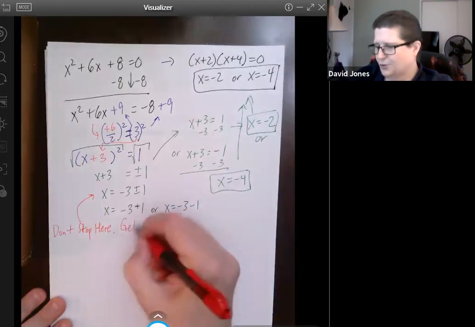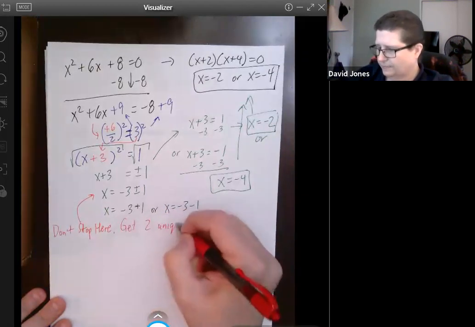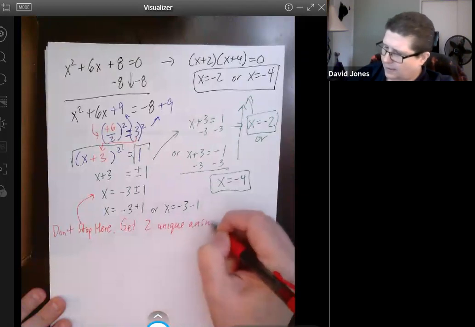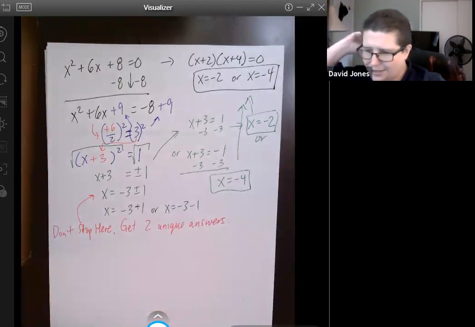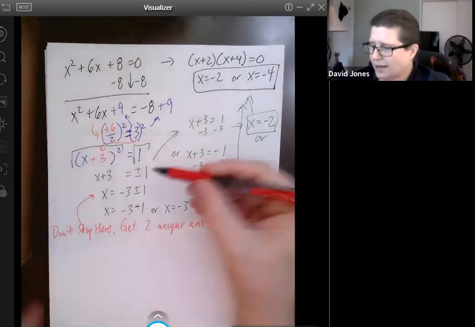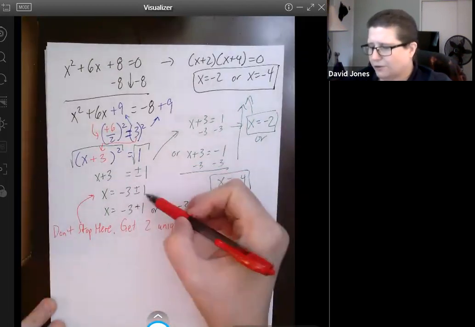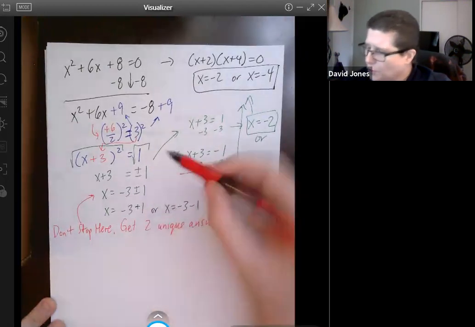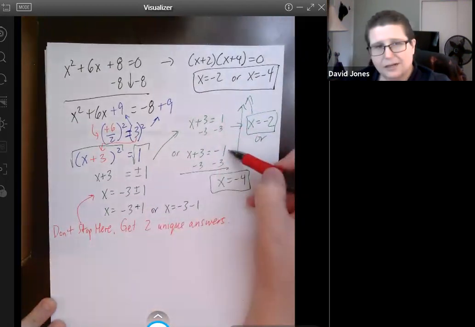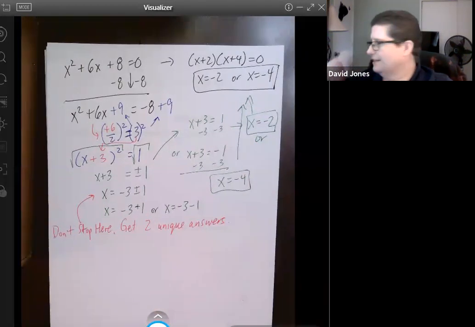Get two unique answers. The only time they're not unique is if the right side was 0 when you took the square root. Okay? So here you can either subtract the 3 over and then calculate it, or you can split it up into two equations like I did over here and solve for each one there. They both yield the same answers.